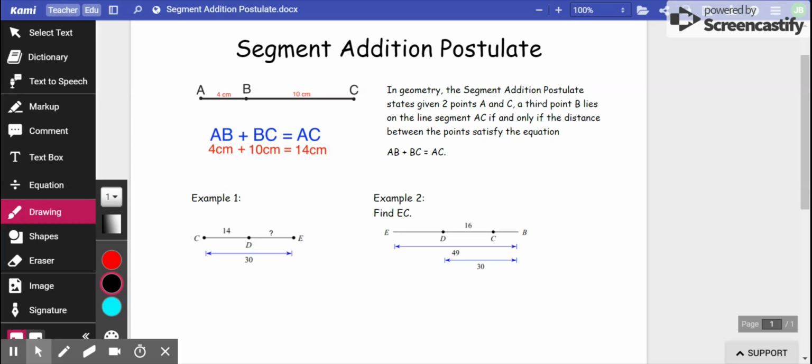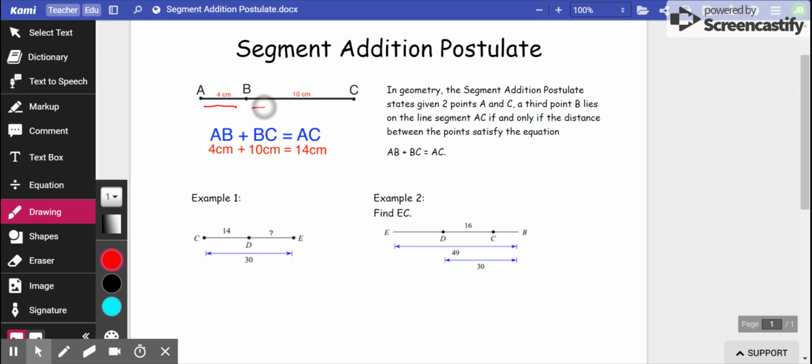Welcome, and we're working on the segment addition postulate. As it states in the definition, in geometry, the segment addition postulate states that given 2 points, A and C, and a third point, B, lies in segment AC, if and only if the distance between the points satisfies this equation.